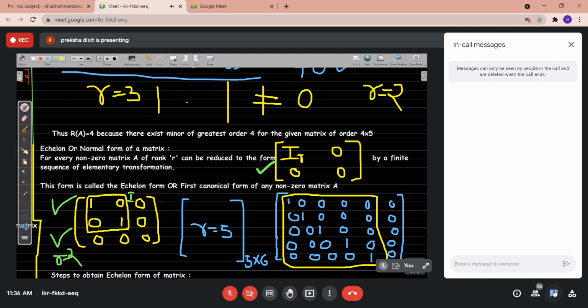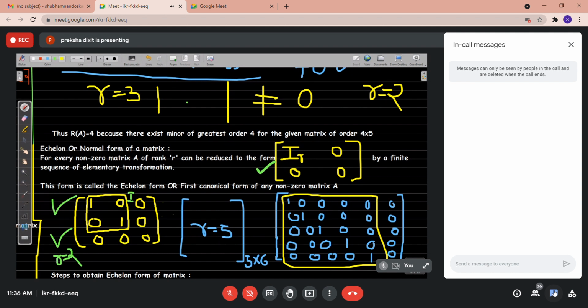So if the matrix has an identity matrix of order R, then that R is going to be the rank of the matrix, and the entire format of echelon form will be written as an identity matrix of order R and the rest of the elements will be entered as 0. That format of a matrix is going to be known as echelon form of a matrix, or we can say first canonical form of a matrix. Similarly, I have taken one more example to show echelon form of it.